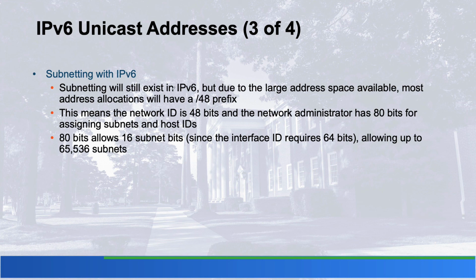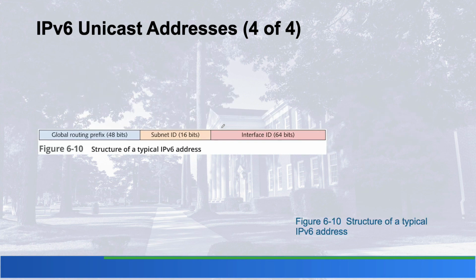You can still subnet in version 6. It's going to be completely different than version 4. We're going to have that prefix. Most of the time you're not going to have to because we have so many addresses. Most of the addresses that you get are going to have a /48 prefix. You can subnet with version 6, but like I said, most of the time you're not. So out of the 128 bits, the 48 are going to be fixed.